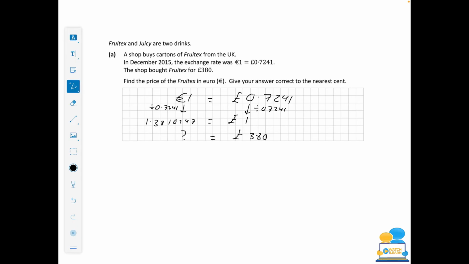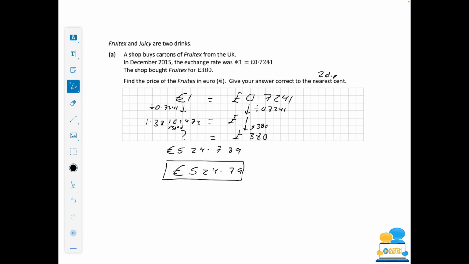1.38102472. Remember, we'll be rounding anyway. And then to go from 1 to 380, we'll multiply by 380. So multiply that answer by 380, and we get out 524.789. Now, I wanted to the nearest cent. That means 2 decimal places. So really, my answer will be 524.79. So £380 is 524.79 euro.